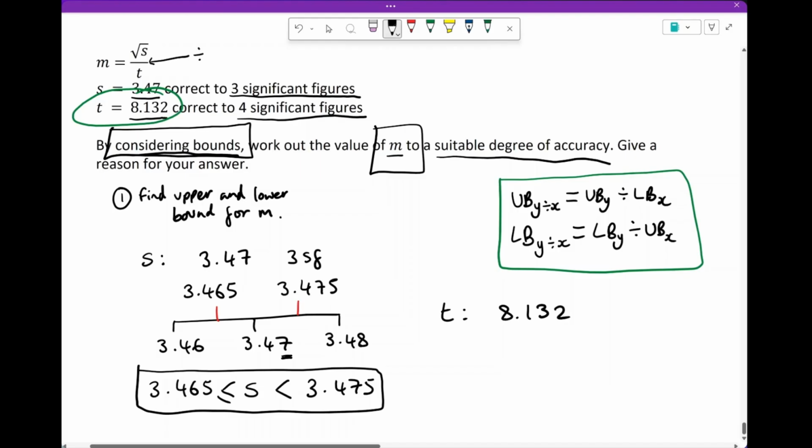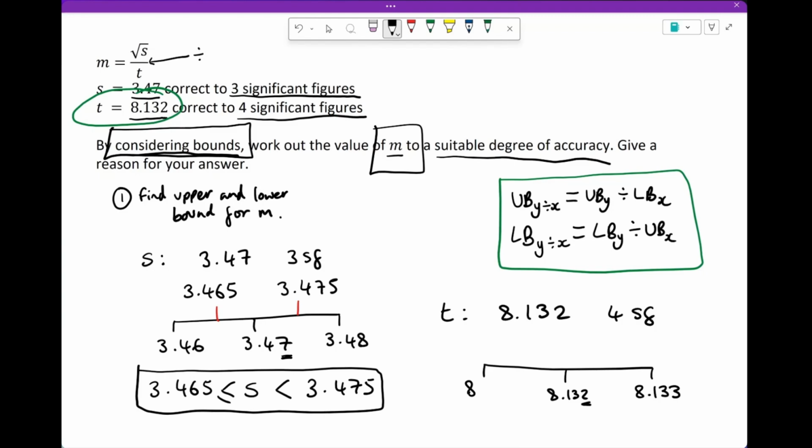And that is correct to four significant figures this time. So we'll draw a number line and put 8.132 in the middle. And then the fourth significant figure is the 2. So we add 1 to that place value to get 8.133 and subtract 1 from it to get 8.131. Then our midpoints are going to be our bounds. So let's write them in. So we'd have 8.1325 and 8.1315, like that. So there are upper and lower bounds.